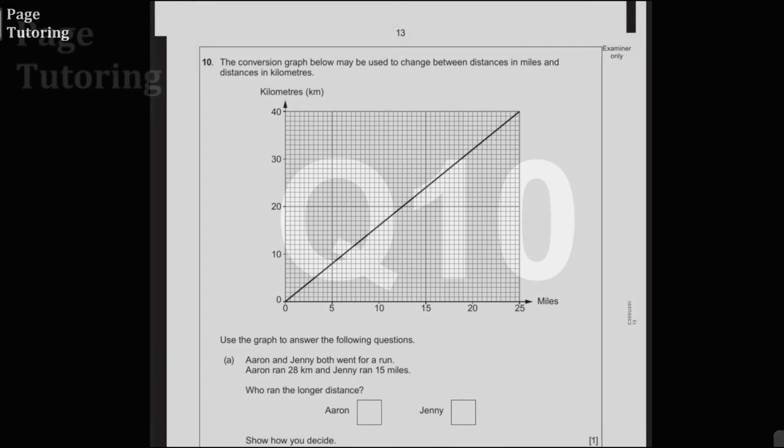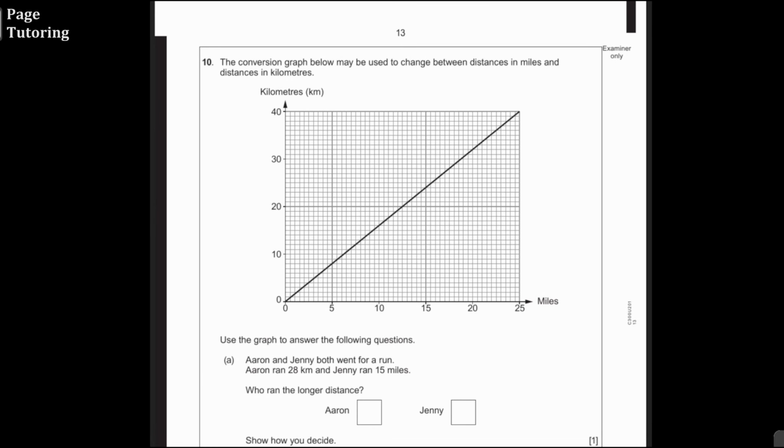Question 10. Before you even start reading, you can see there's a nice graph there, and it has a y-axis of kilometers, an x-axis of miles. So you can think, okay, that line is converting kilometers and miles. You can use that to convert between the two values. And it says the conversion graph. Look, before we even read the words, we already knew what it was. These graphs are really useful. The conversion graph below may be used to change between distance in miles and distance in kilometers. So if you couldn't glimpse that just looking at the graph, it physically tells you that there.